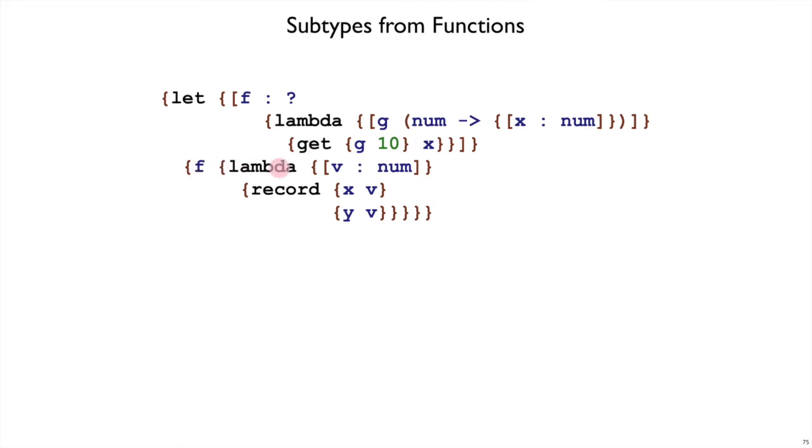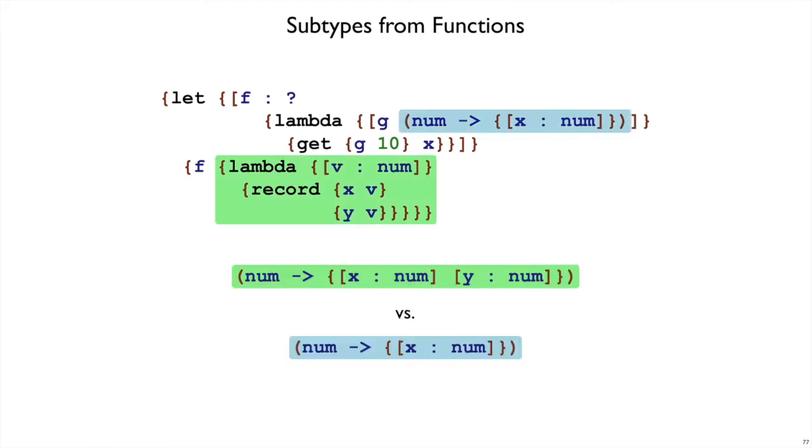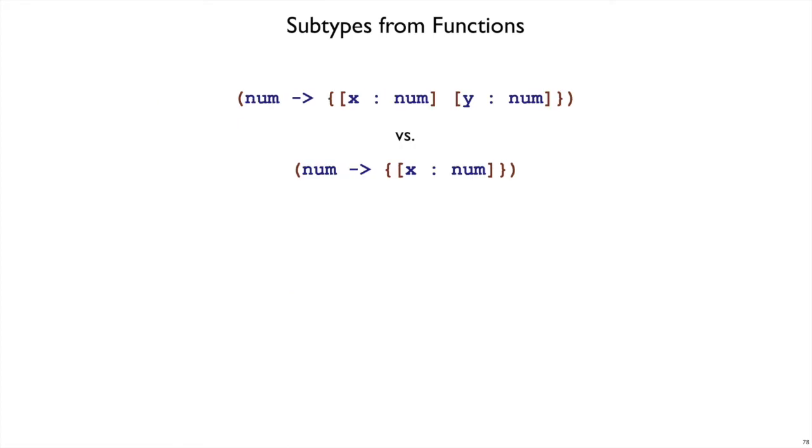Here I'm calling f and I'm providing a function that takes a number, and what it produces is a record with an x field and a y field. So that corresponds just like to the store that returns a color fish when you just wanted a fish. But that's okay. The types will work out now if we say that num arrow record with x and y is a subtype of num arrow record with just x. So you see, we want a subtype in the result to be allowed.